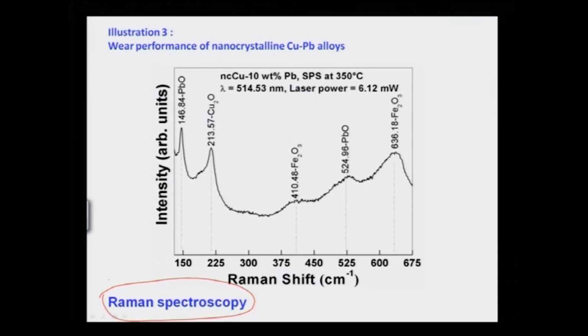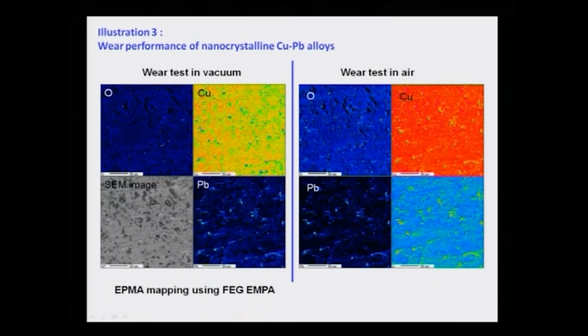If you do that using a laser beam of 540.53 nanometer with a very small laser power, one can see the presence of lead oxide, copper oxide, iron oxides on the surface. Therefore, oxidation does take place on the surface because of wear, but one can easily prove it even using a better technique known as electron microprobe analyzer. Here we have done a wear test in vacuum and a wear test in air to see the oxidation.